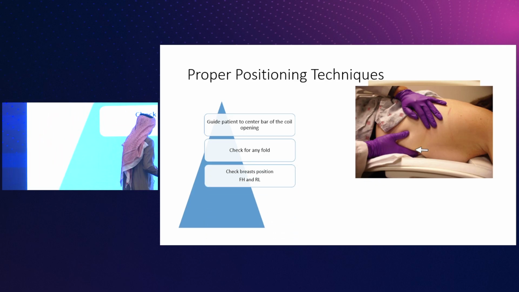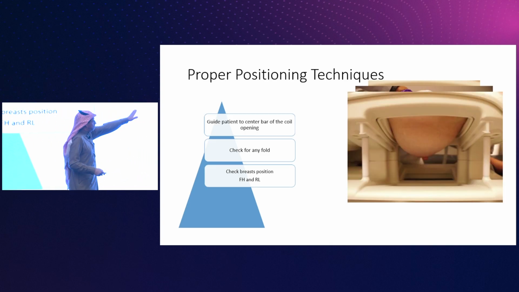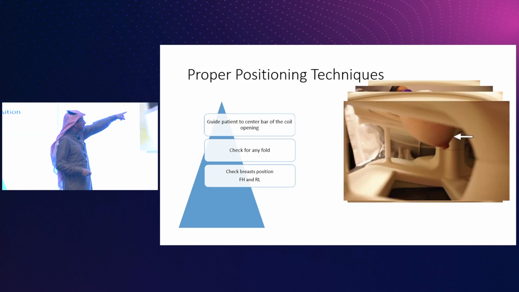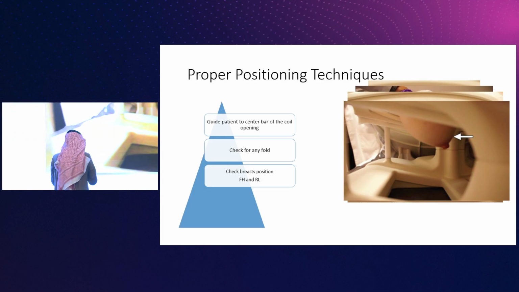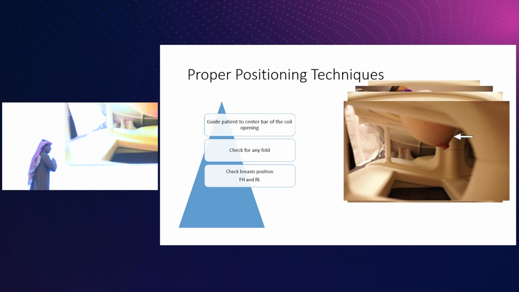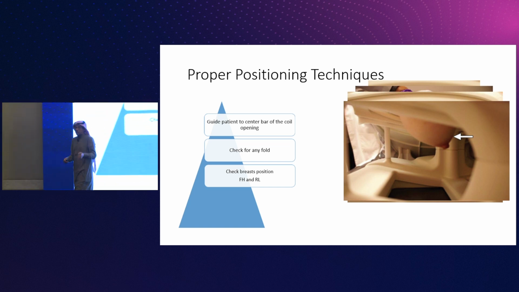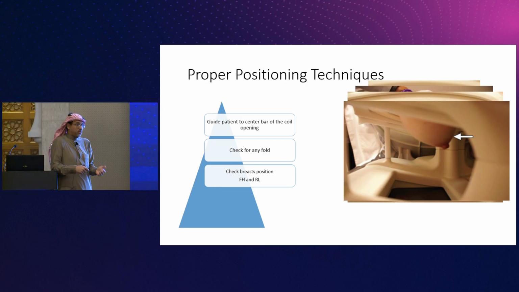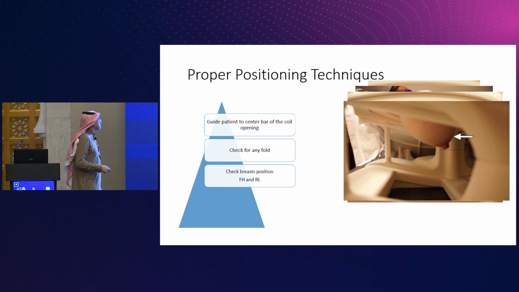Check the breast position, head, foot, and right, left. You see here, it looks like perfect positioning, right? And the other side, it's not. When you look from the side, it's coming straight, but when you look from the head, it's shifted to the left side. So that's why when you have an open coil, it will be more accurate to get a good position before you start the survey and then ask for repositioning.